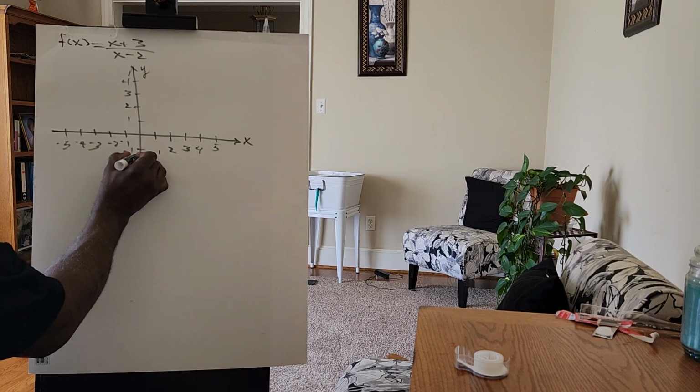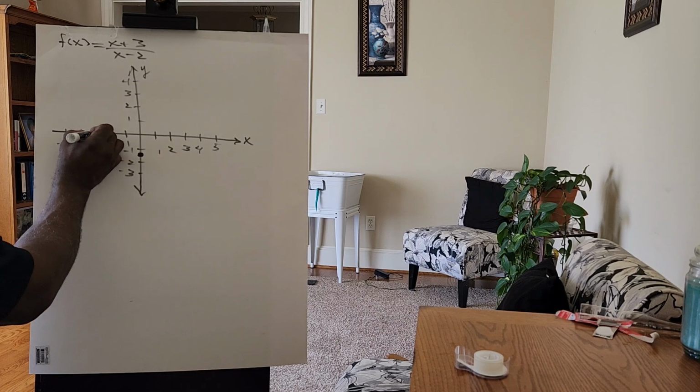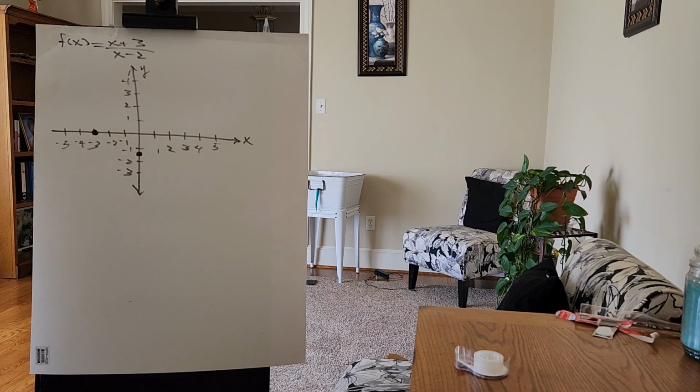That's right here. Okay. We said we had x-intercepts. The x-intercept was exactly when x was -3. So the -3, there's an x-intercept. Okay. We said we had a vertical asymptote at x equals +2.